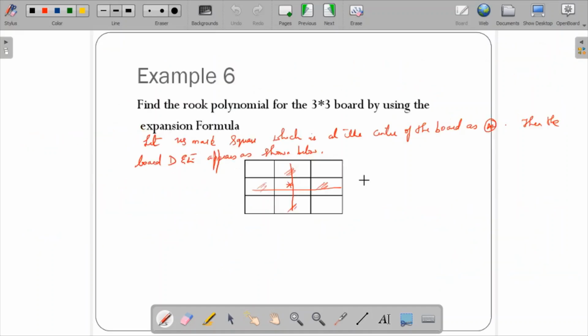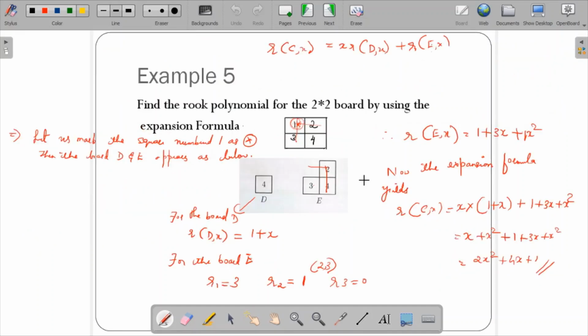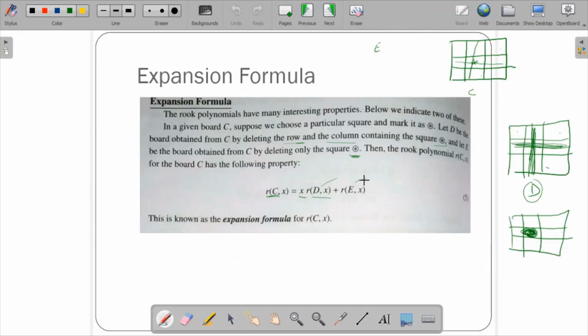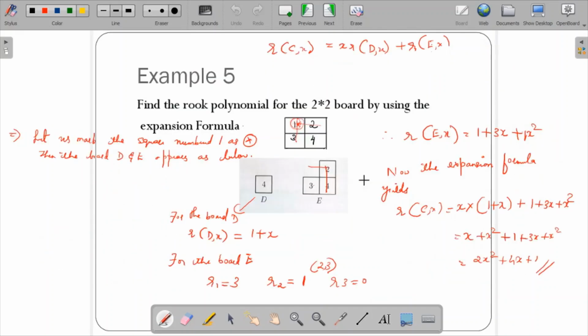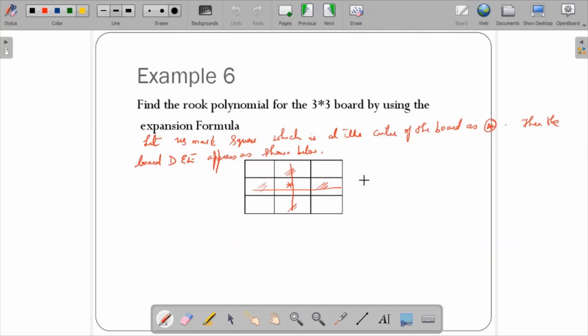So this is regarding the example. We did 2 examples based on the expansion formula, and the remaining 4 examples are based on the general rook polynomial. The expansion formula is another way in which you can solve rook polynomials. So thank you.